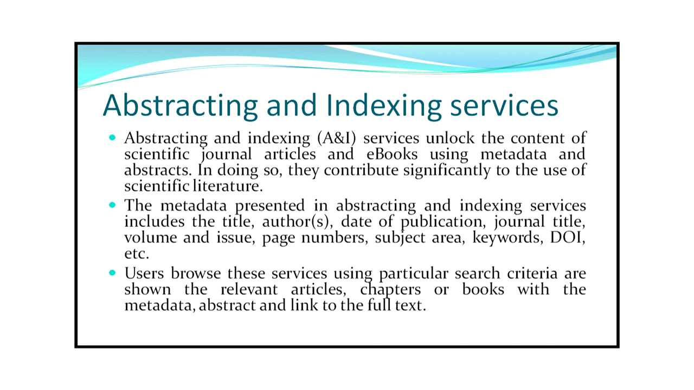The metadata presented in abstracting and indexing services include the title, author, date of publication, journal title, volume and issue, page numbers, subject areas, keywords, and digital object identifier. Users browse these services using particular search criteria, and relevant articles, chapters or books are shown with metadata, abstracts, and links which are provided to the full text.